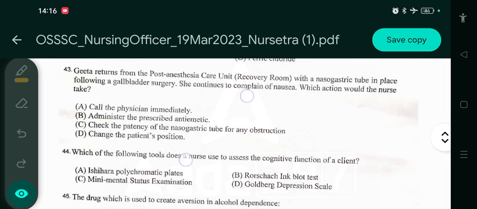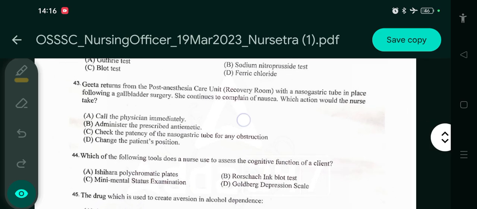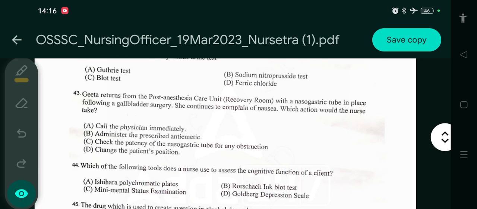Next, Geeta returned from the post anesthesia care unit with nasogastric tube in place following a gallbladder surgery. She continued to complain of nausea. Which action would the nurse take? A, call the physician immediately. B, administer the prescribed antiemetics. C, check the patency of the nasogastric tube for any obstruction. D, change the position.